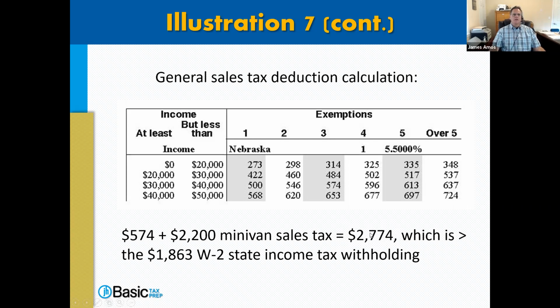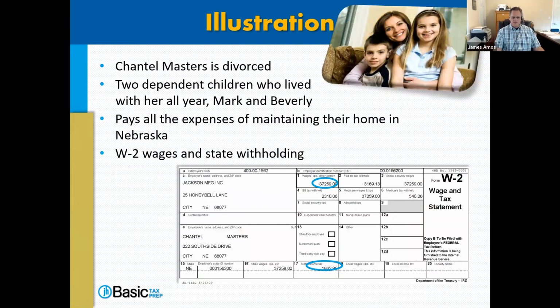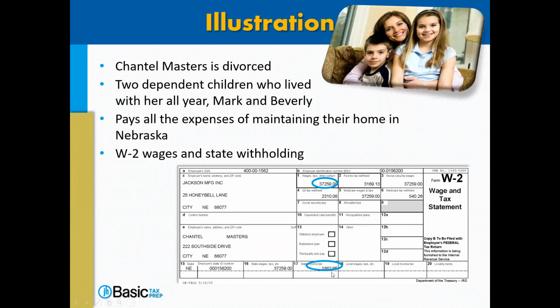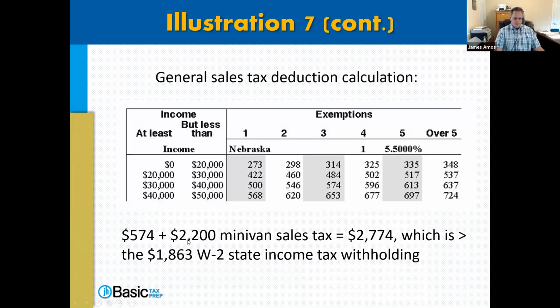How much personal income tax did she pay? It's okay. It's all right. How much personal income tax did she pay? 1863. So I'm going to come back here. They've written that down here for you. How much did she pay in general sales tax? 2774. So which would be better for her to take? 2774. That's exactly right.